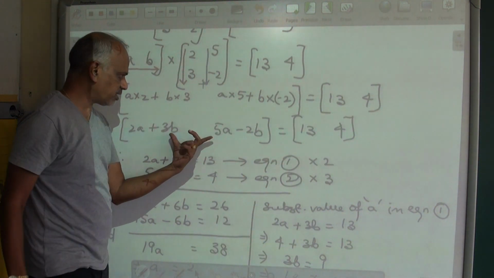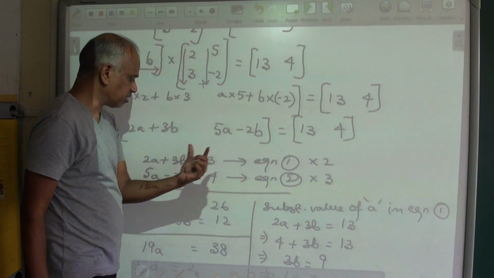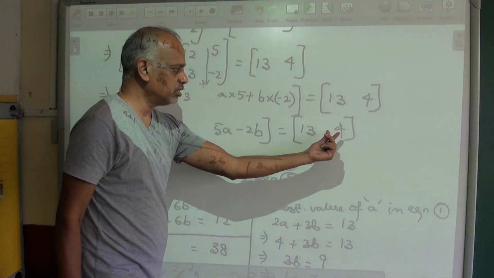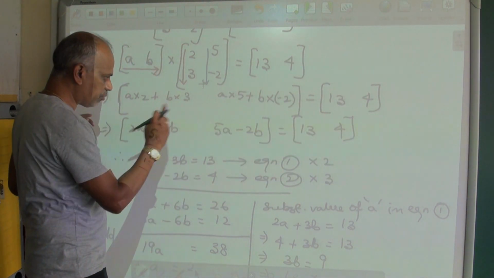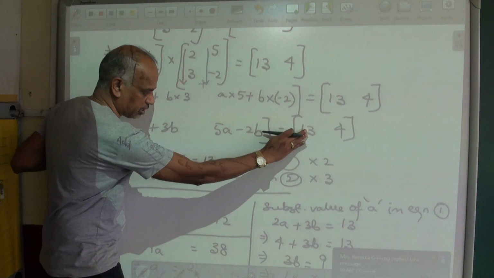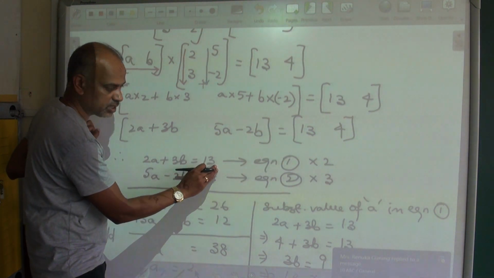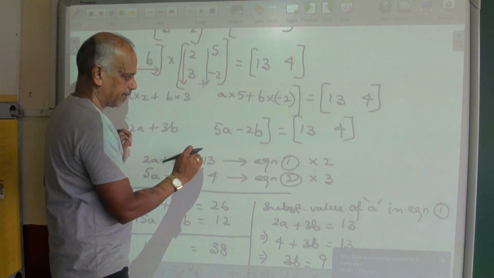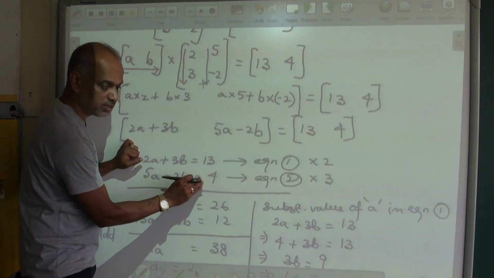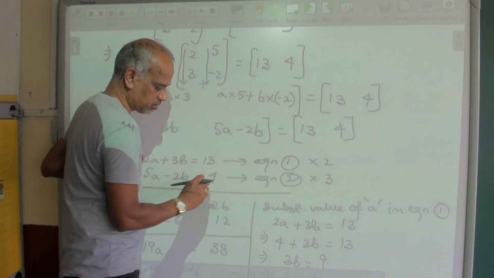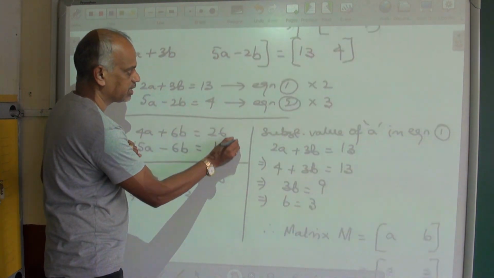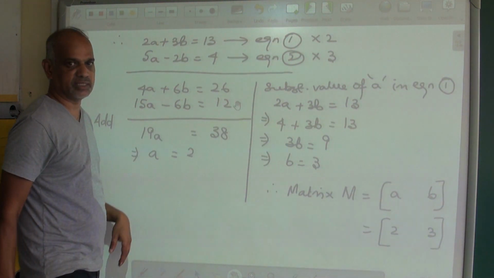Now this matrix and this matrix are equal, which means first element here must be equal to first element, second element must be equal to second element. So on equating this, you get 2a plus 3b is equal to 13. That's equation 1. And 5a minus 2b is equal to 4 is equation 2. You've got two simultaneous equations which have to be solved. So let's solve the two simultaneous equations.